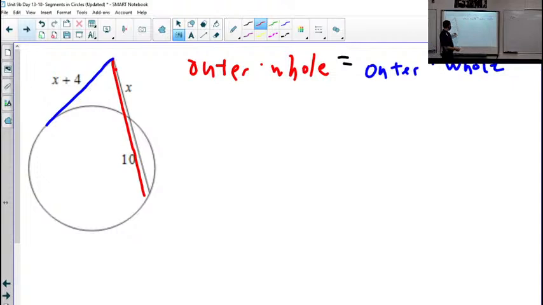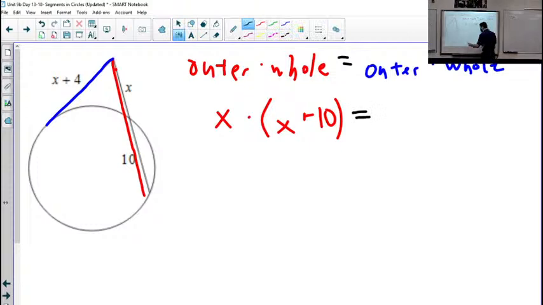Outer times whole. For the red piece, the outer is x, that's the outside, times my whole thing is not 10, that's not the whole thing. I need to put these pieces together. I have an x here and a 10 here. I'm going to add them together. That's my outer times whole on the red. Pretty straightforward from what we did yesterday.